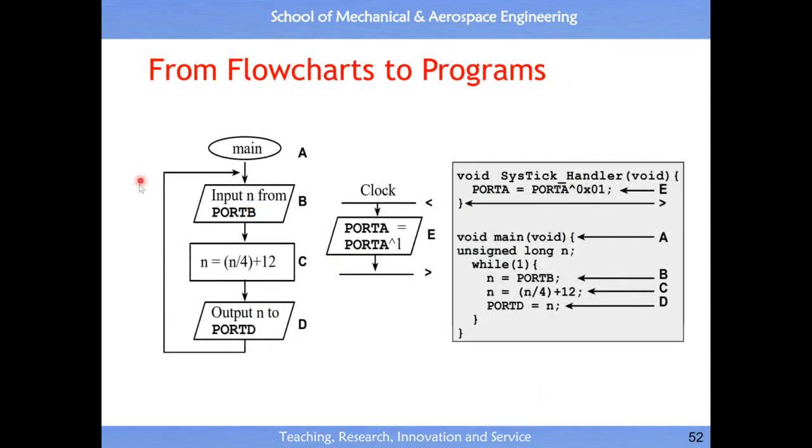Then the next step is from the flowchart, you translate it into functions, the program functions. So you have a main function like this, and inside the main function you have another function here. So the flowchart is translated to a program in terms of functions. And after that, for each function, you must implement the instructions. So inside the function, you have a subset of instructions.